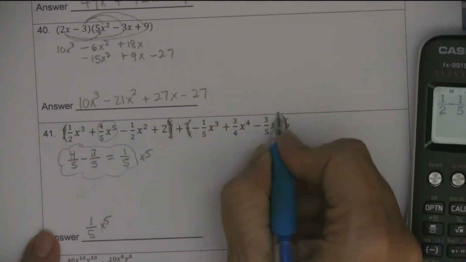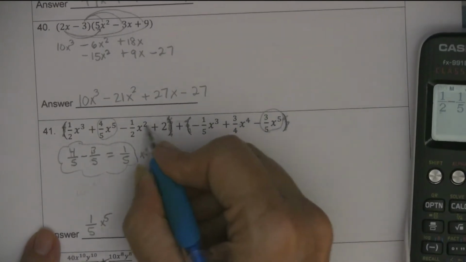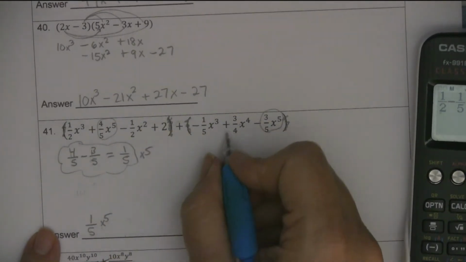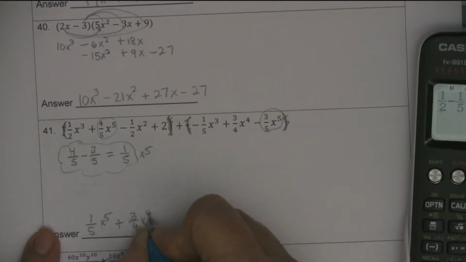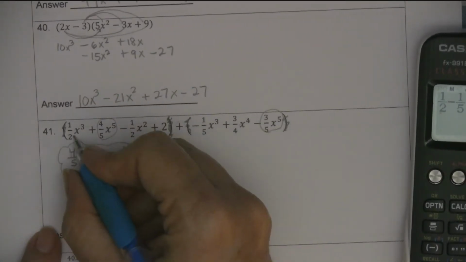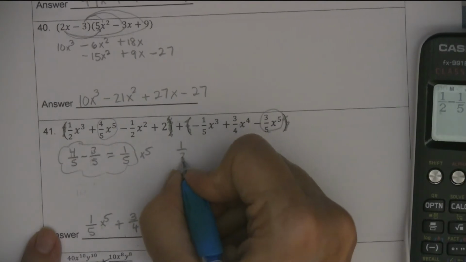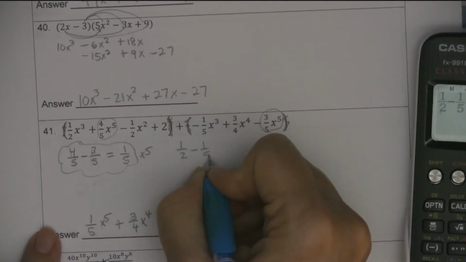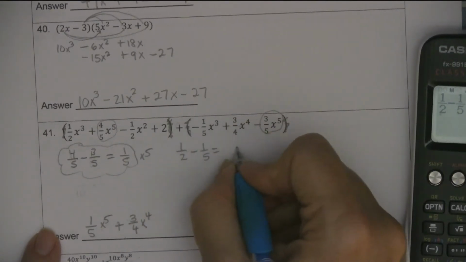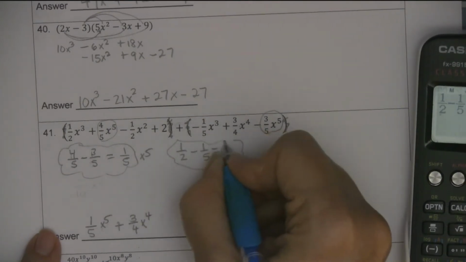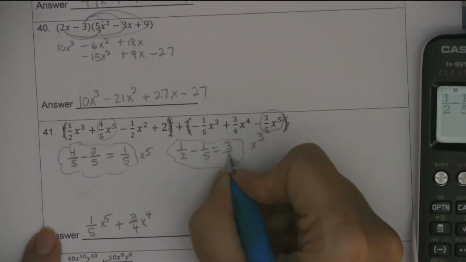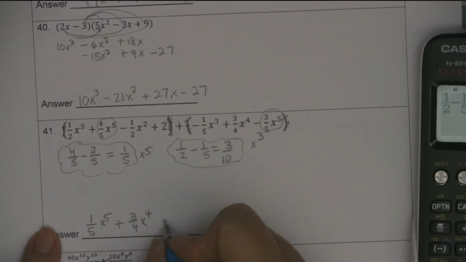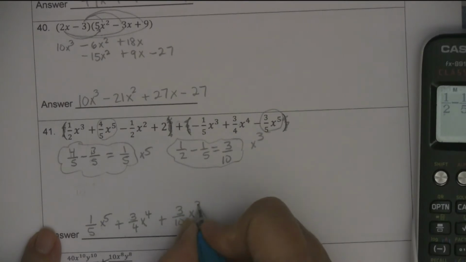Then, so I got that. Then the x to the fourths, and I notice, oh, there isn't any except for this one. So plus 3/4 x to the fourth. Then my thoughts are on the x to the third. So I have 1/2 minus 1/5, and I think we already did that. It's still on my calculator screen, 3/10. It's positive, so plus 3/10 x to the third.